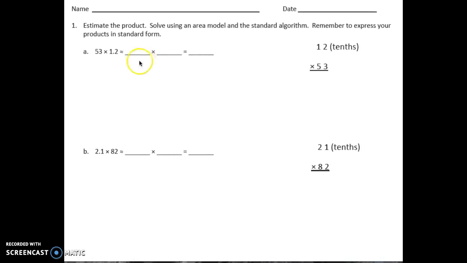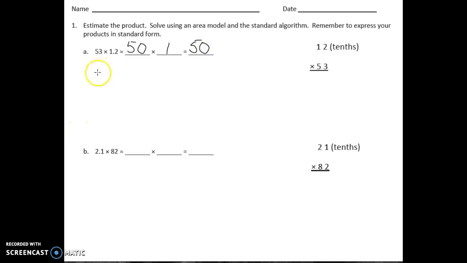The first thing we're going to be doing, it says, is estimating the product. I think that 53 is really close to just being 50. And 1.2, say $1.20 for example, is really close to just being simply $1. And so that's going to get us a total of 50.